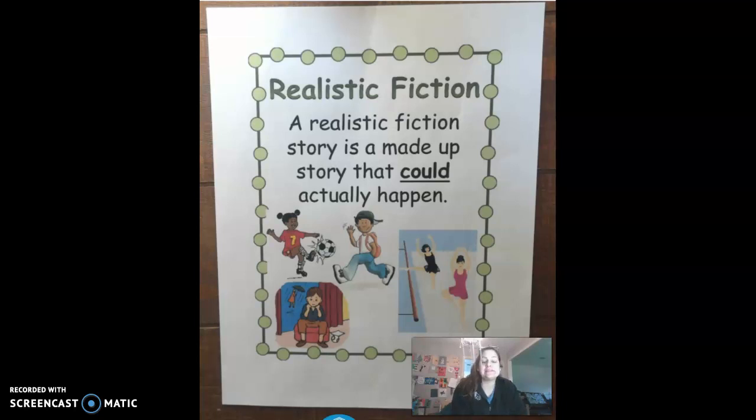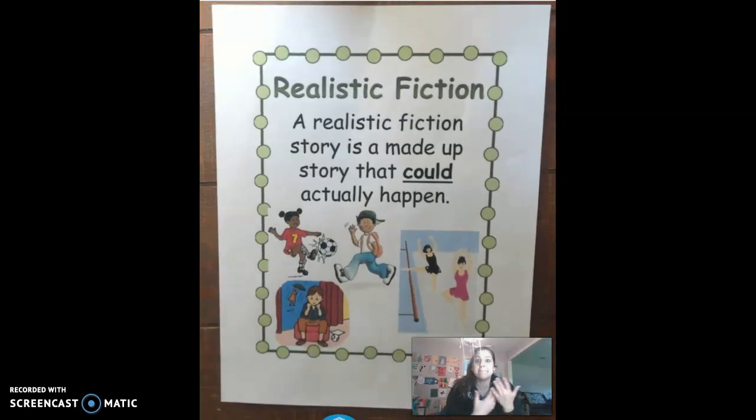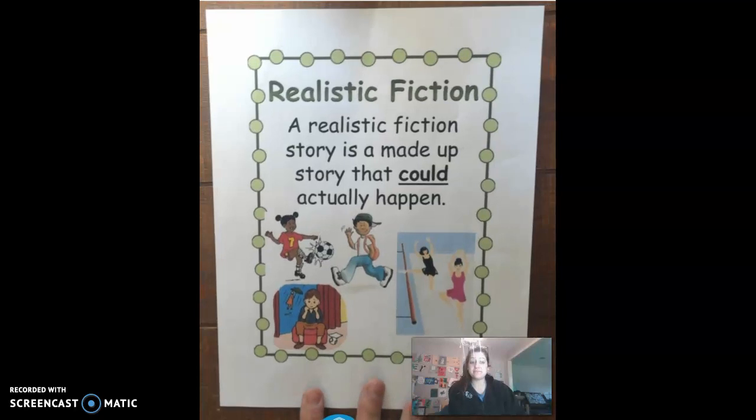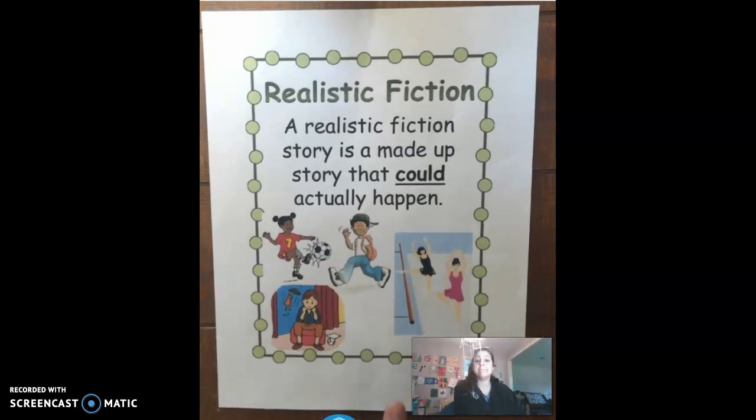It's called realistic fiction. You guys have heard realistic fiction in guided reading and in reading time. So we have two types of fiction. First of all, fiction means something that's made up. We have fantasy fiction and we have realistic fiction. Realistic fiction is a story made up, but it could happen in real life. So it is something that could happen in real life.